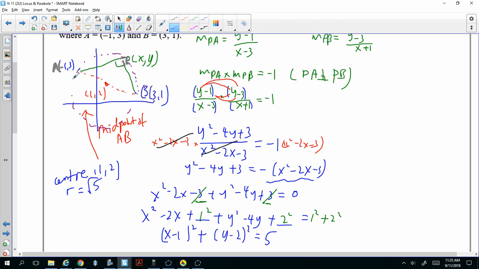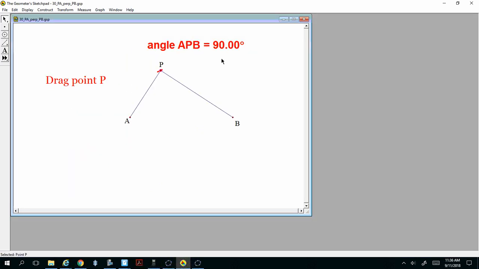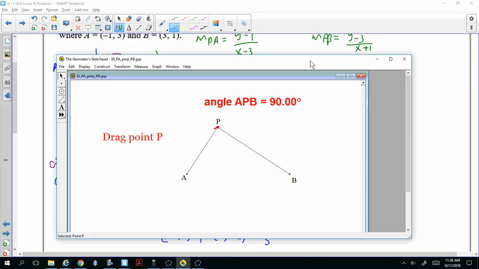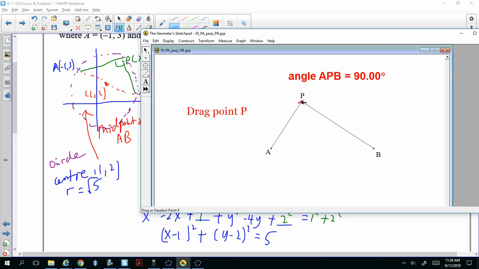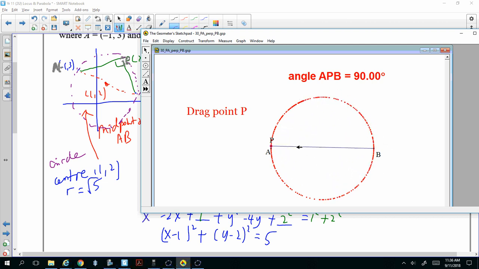Now I could show you a picture of this, watching. Watch this. So I see PA and PB. Watch how it works. That's 90 degrees. It traces out a circle. Yeah. If that's always 90 degrees. Does that make sense? All right, good. Now you see how it works visually.